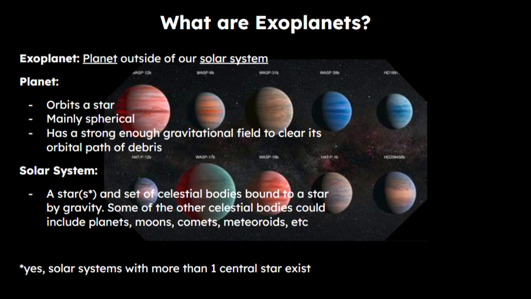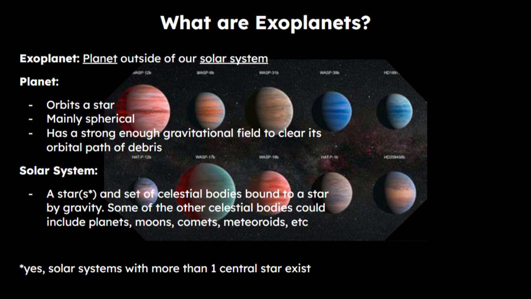So what are exoplanets? To clear this up, for anyone who doesn't know the exact definition already, or is just interested in having a recap, a planet is a celestial body that orbits a star, is mainly spherical, and has a strong enough gravitational field to clear its orbital path of debris. So it's the only thing going around in its orbital path.